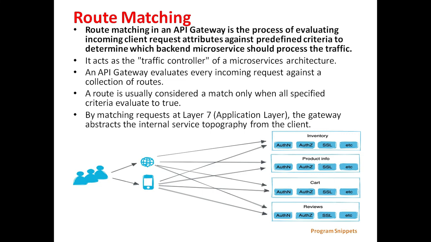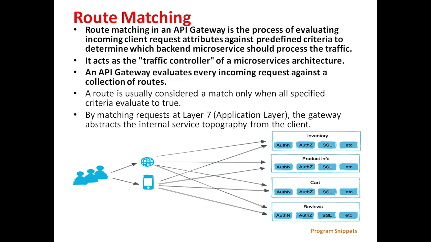Then route matching. Route matching in an API gateway is the process of evaluating incoming client request attributes against predefined criteria to determine which backend microservices should process the traffic. It acts as a traffic controller of a microservice architecture.